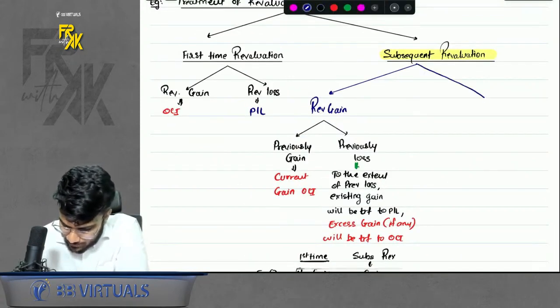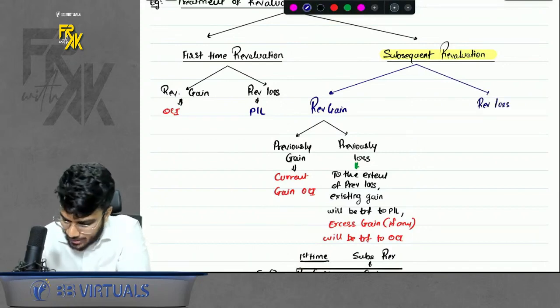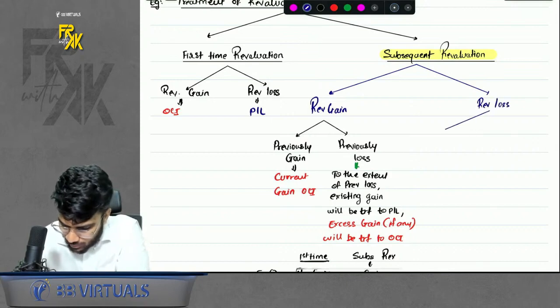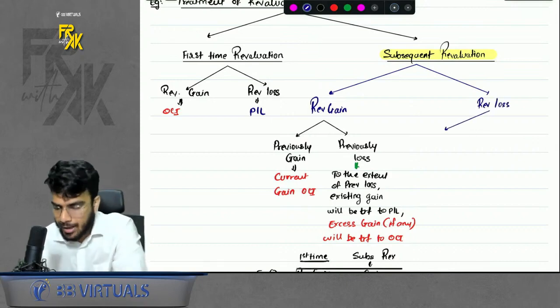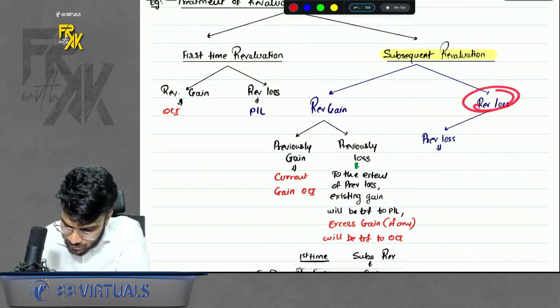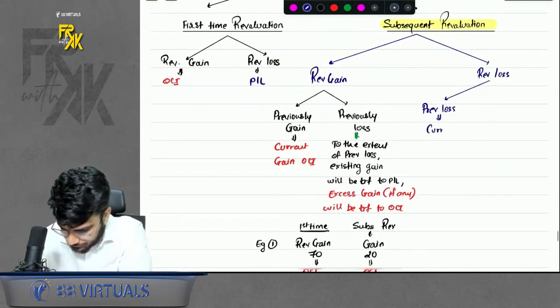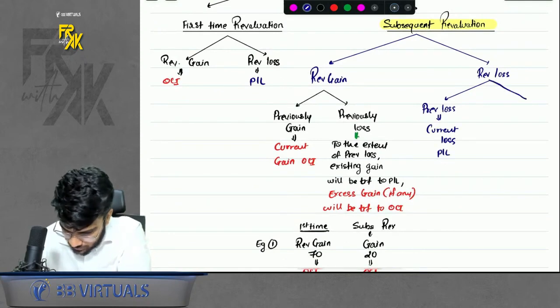The same logic applies if you have a revaluation loss on subsequent revaluation. They will ask you what you had previously. Let's say now also you have a loss, and previously also you had a loss only. So now also loss, previously also loss. So the existing loss will be transferred to profit and loss. The current loss will be transferred to profit and loss.